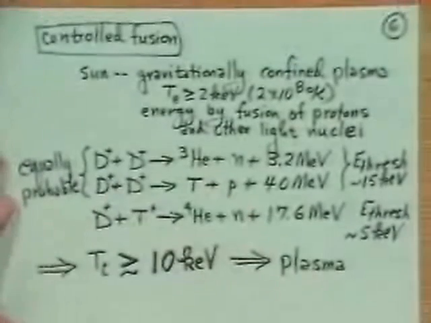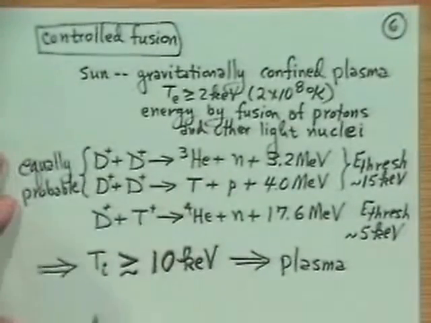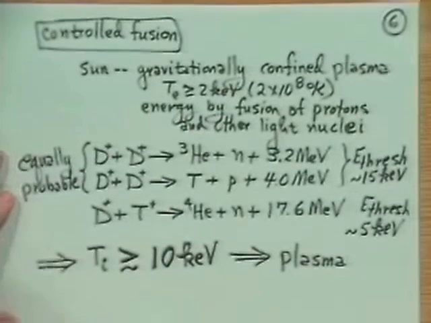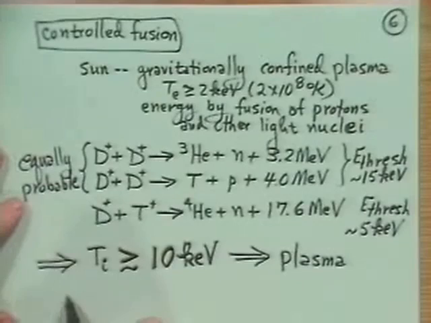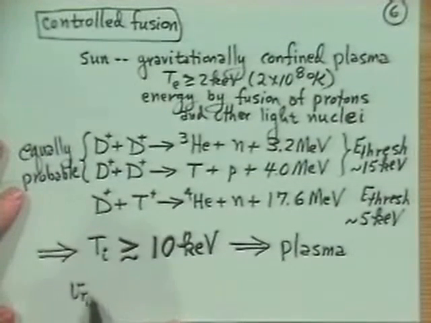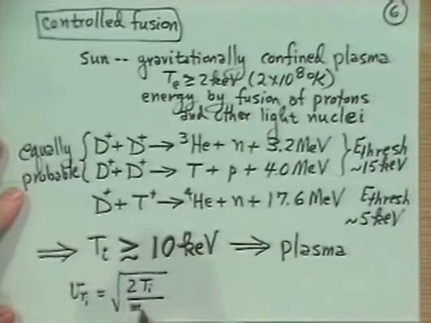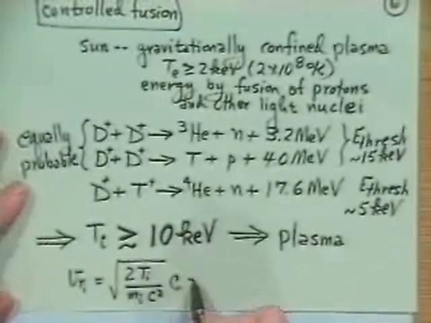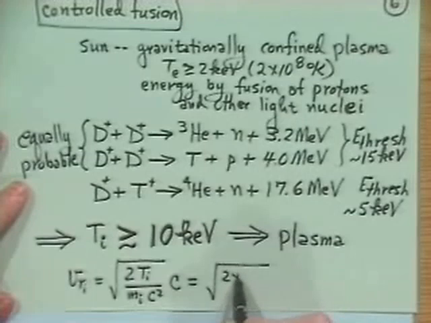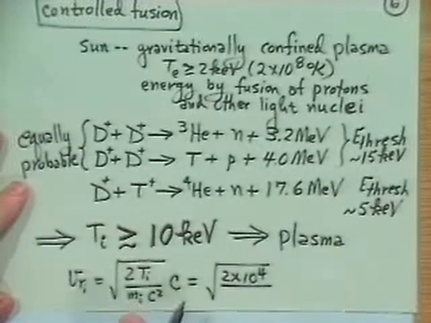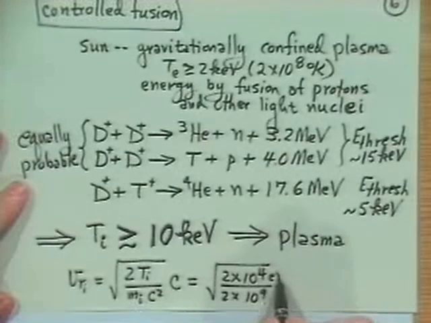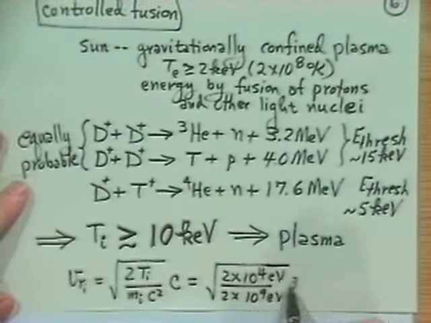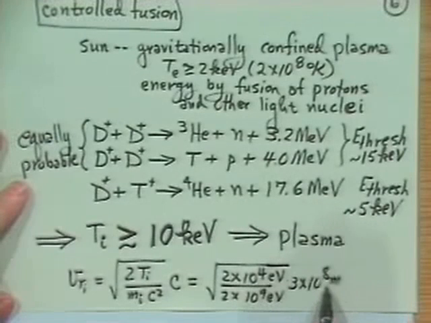A corollary to this is you can say, well, why don't I just do it in the sun? And the answer is the sun's a little large as an energy source. So let's see how fast these particles go. I can calculate the ion thermal velocity of these particles. That'll be the square root of 2 times the ion temperature divided by the ion mass times c squared, times the velocity of light c. So this is 2 times 10 to the fourth divided by the rest mass of a deuteron, 2 times 10 to the ninth, again eV over eV, times 3 times 10 to the 8th meters per second.